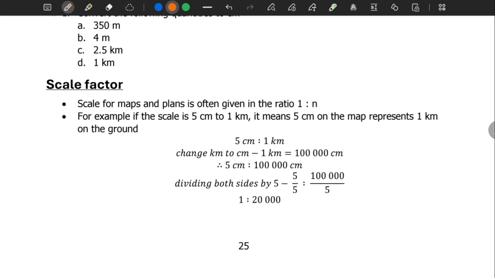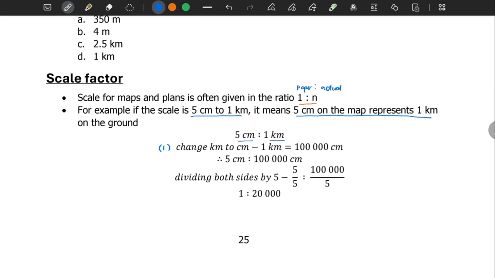For example, the scale is usually given in the ratio form 1:n, where n is the particular distance on the ground, and 1 is the distance on the paper or map. If the scale is 5 centimeters to 1 kilometer, it means that 5 centimeters on the map represents 1 kilometer on the ground. To convert that to 1:n, the first thing you have to do is change kilometers to centimeters.